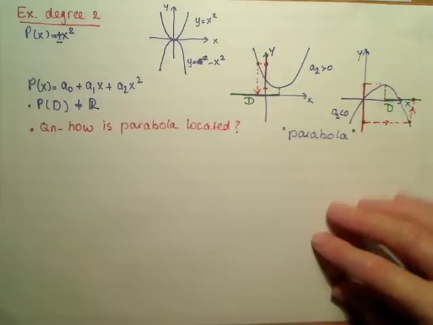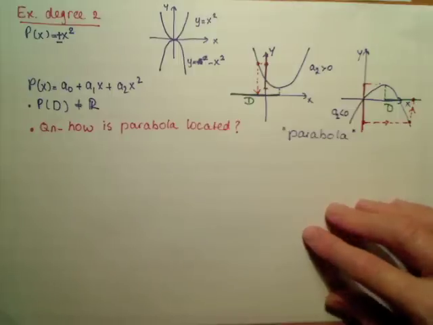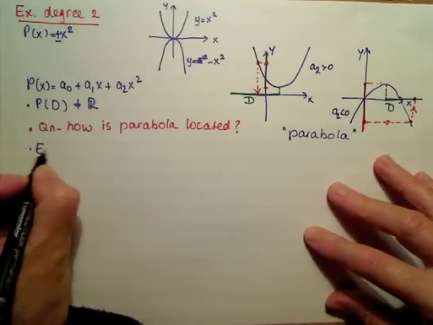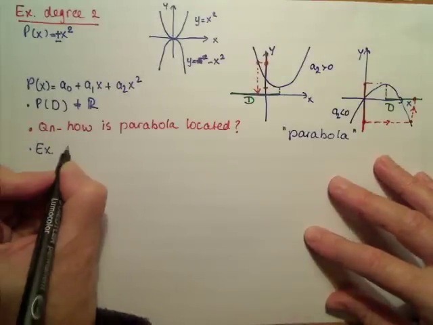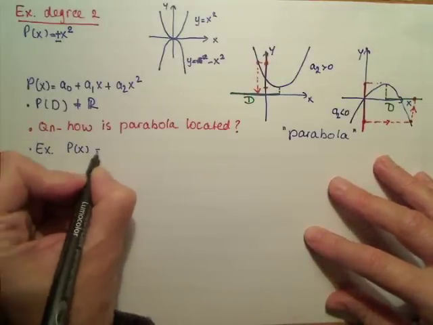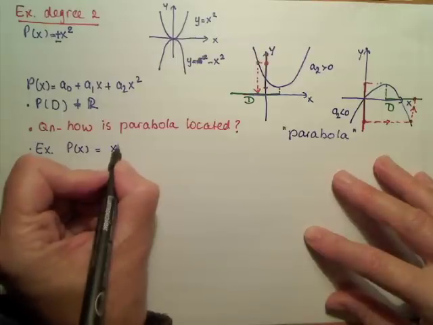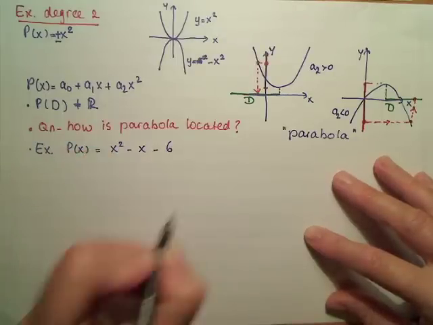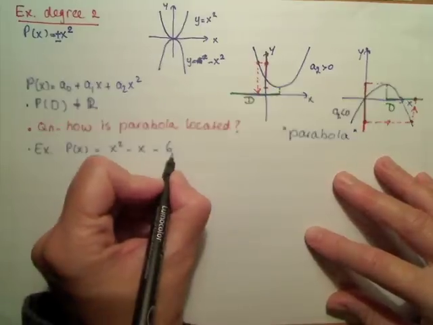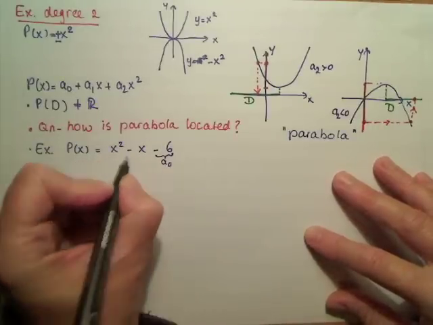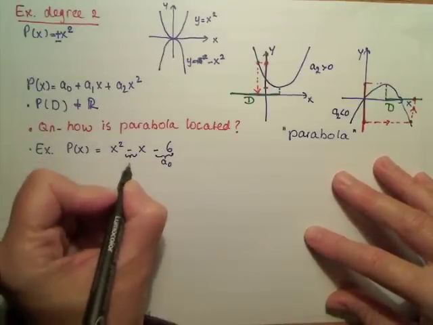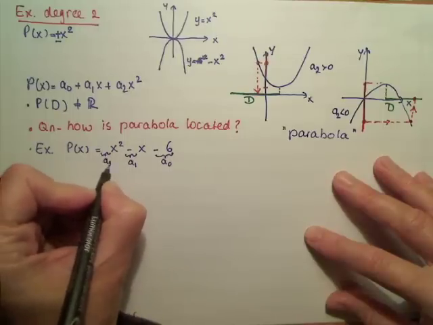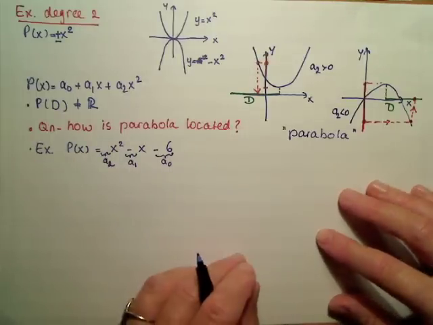And to answer this question, I will use a simple example. Say, suppose that we have the following polynomial: x squared minus x minus 6. So our a0 is minus 6, a1 is minus 1, and a2 is equal to 1.